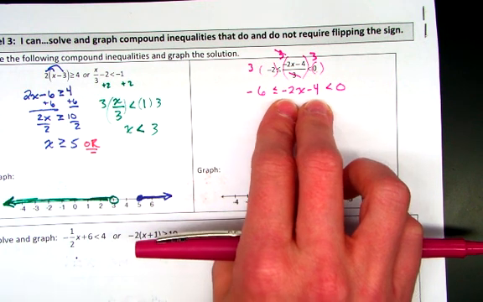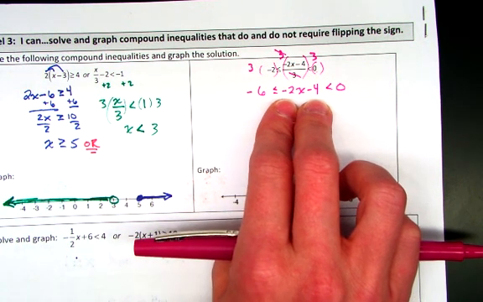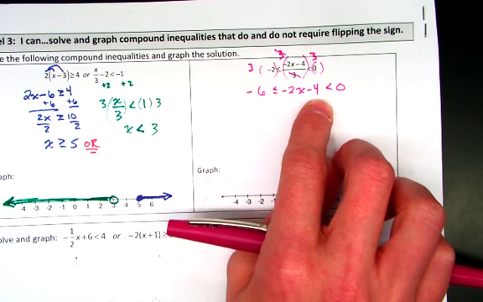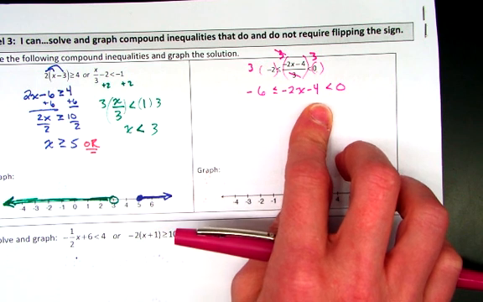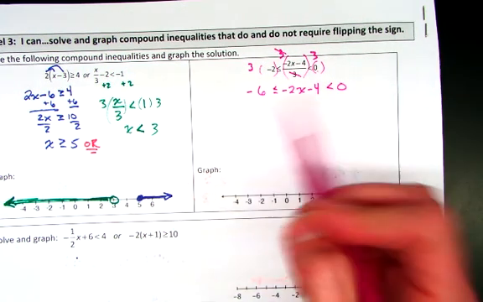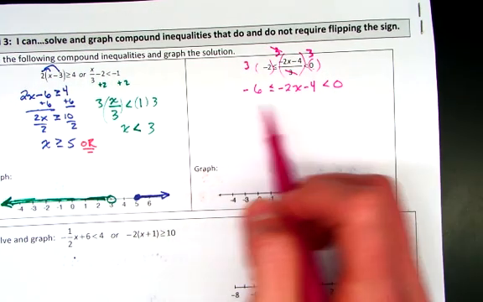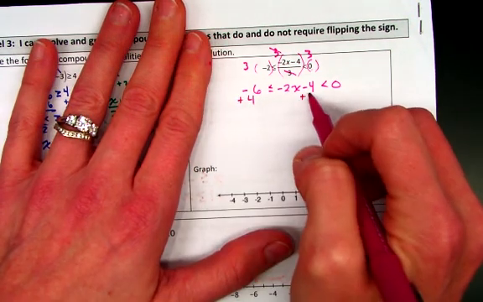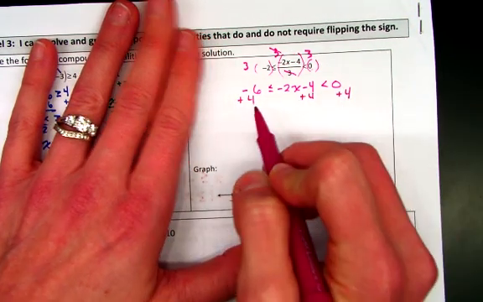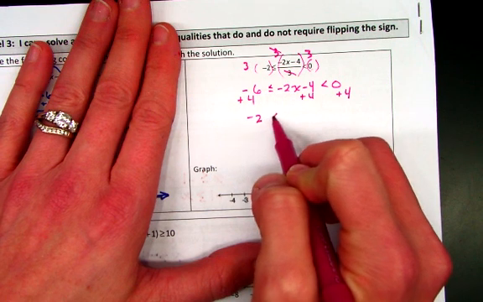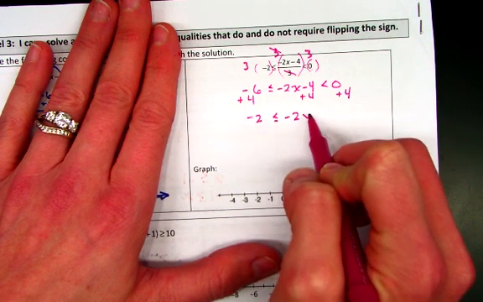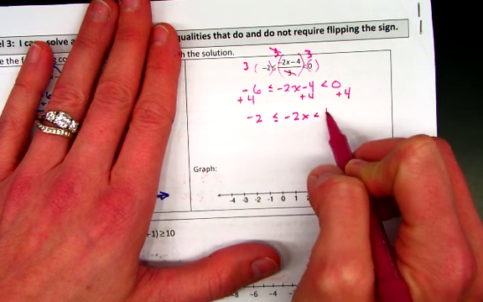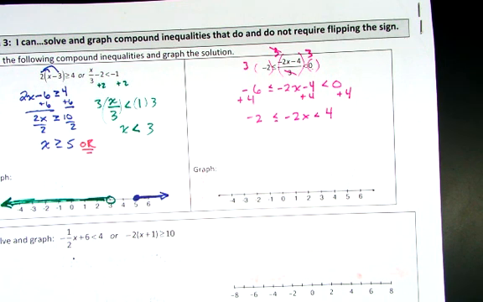What is the next step in solving for x? Add 4. How many times do we have to add it? 3 times, because we have 1, 2, 3 terms in this inequality. So it's going to be plus 4, plus 4, plus 4. So now we're left with negative 2 less than or equal to negative 2x less than positive 4. Okay, next step.